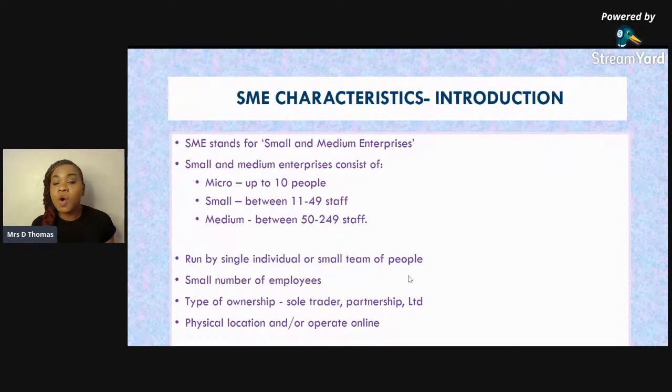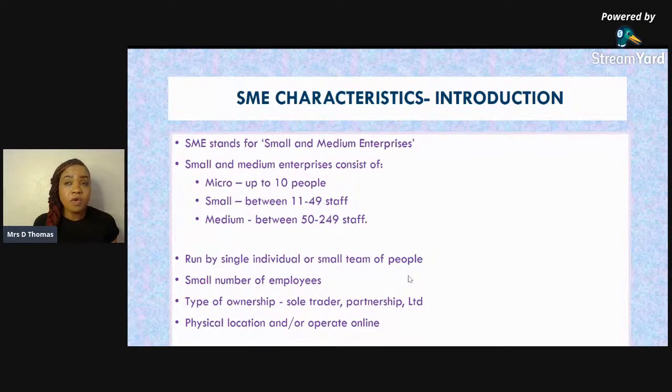Partnership: you have 2 or more people in that company who run that company. So they will have to share everything: decision making, profits, and all of that.